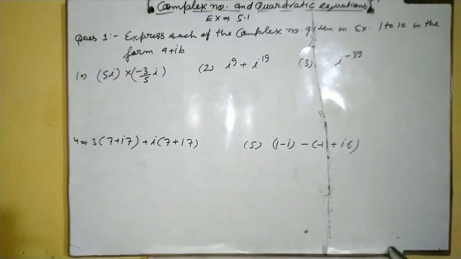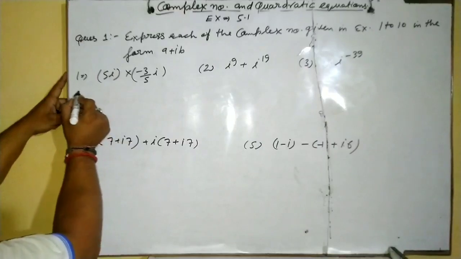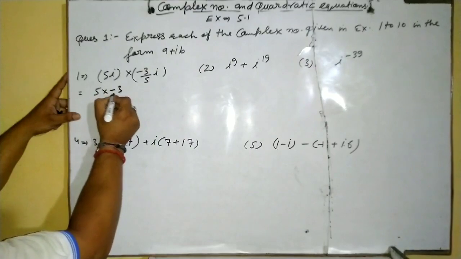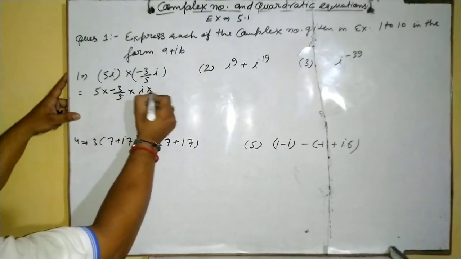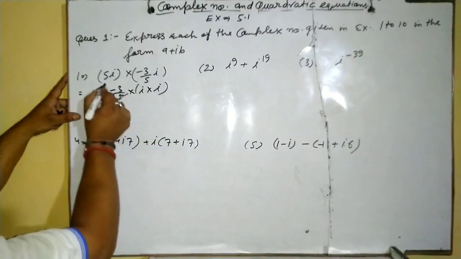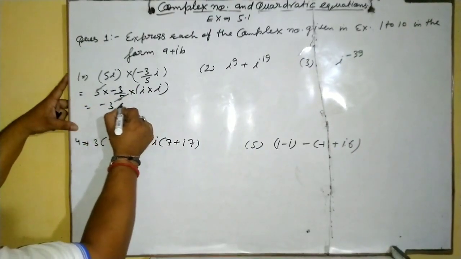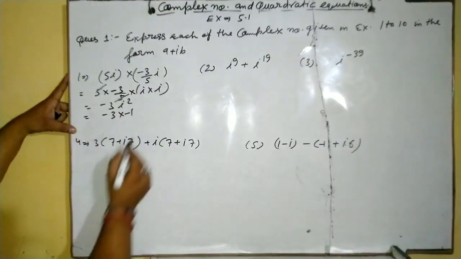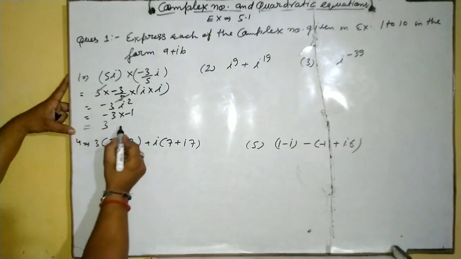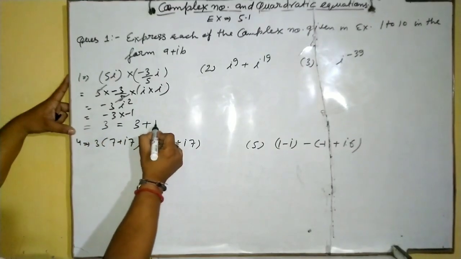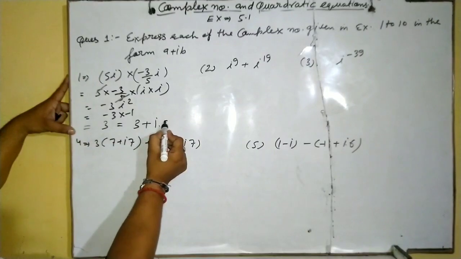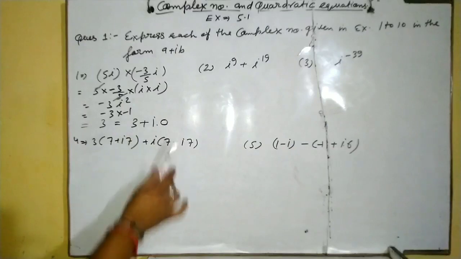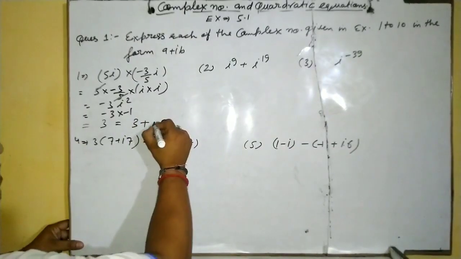5i into (3 minus 5 by i). Just multiply i and i: 5 into minus 3 by 5, into i into i. Okay, 5 cancels out, this is minus 3i square. You can write minus 3 into minus 1, since i square is minus 1, so this will be 3. There is no iota part, so you can write 3 plus i0, which is represented in the form of a plus ib.